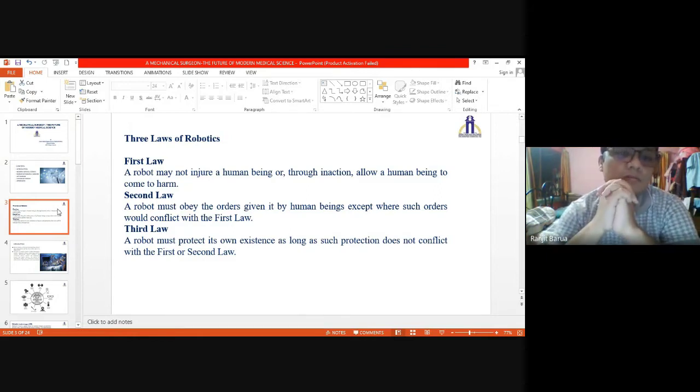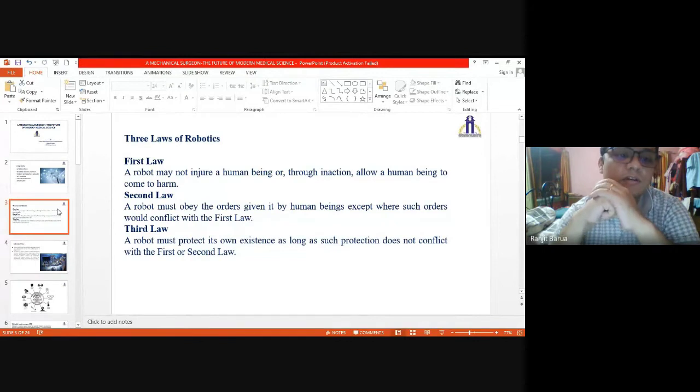The three laws of robotics come from 1942, from Isaac Asimov. You already know the name Isaac Asimov, and in the last storytelling we have already heard the name. So he wrote one of the great books, I, Robot. From there, we discussed the three laws.